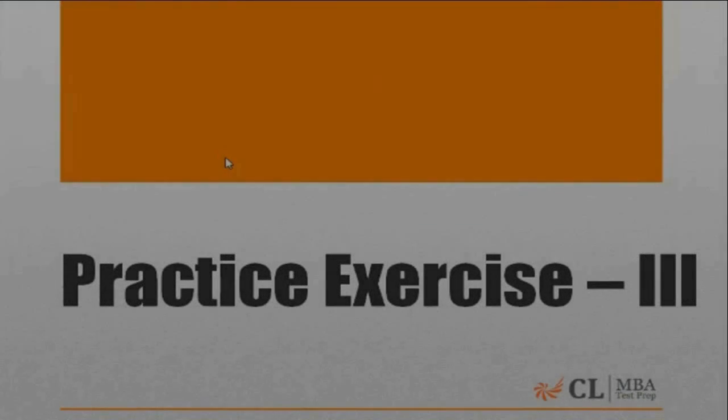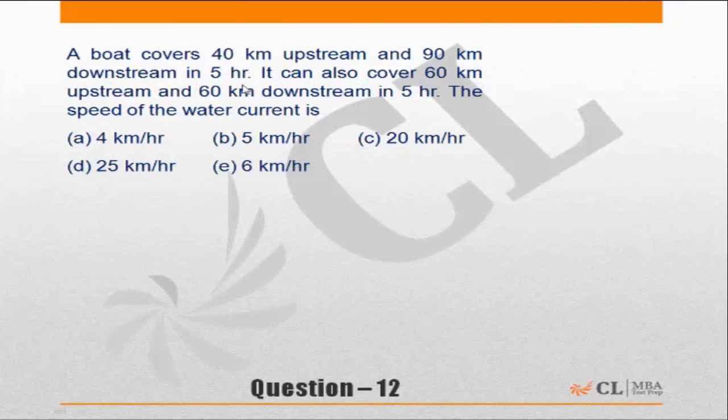Practice exercise 3, time speed distance. A boat covers 40 km upstream and 90 km downstream in 5 hours. It can also cover 60 km upstream and 60 km downstream in 5 hours. What is the speed of water current?